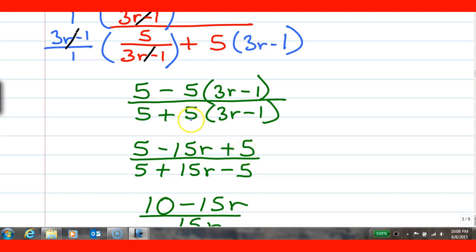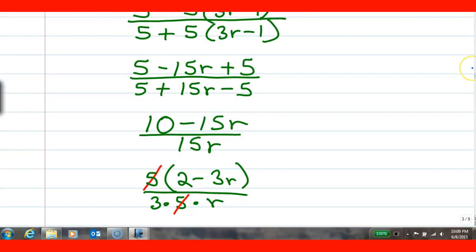Then I'm going to do the same to the bottom, to the denominator's position. I have a 5 times a 3 to make a 15r, a 5 times a negative 1 to make a negative 5. So continuing on, simplifying, combine like terms, so I have a 5 plus a 5 to make a 10 minus 15r, a 5 minus a 5 to make a 15r. Now I'm going to look at this top. I can factor out a 5, so I'm going to pull a 5 to the outside. It leaves a 2 minus 3r in the parentheses.